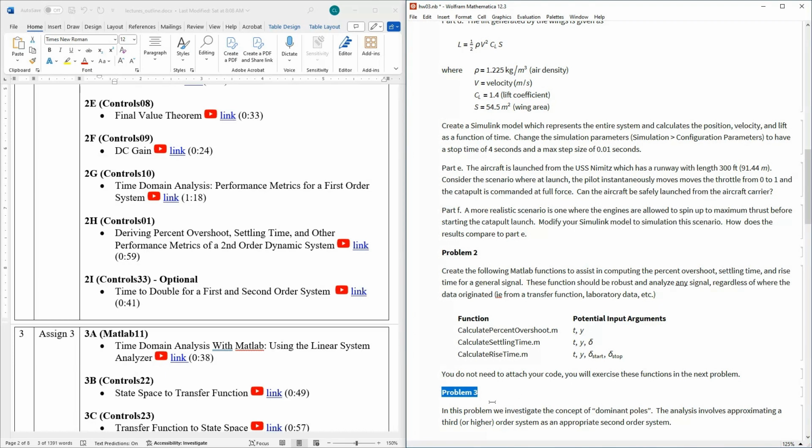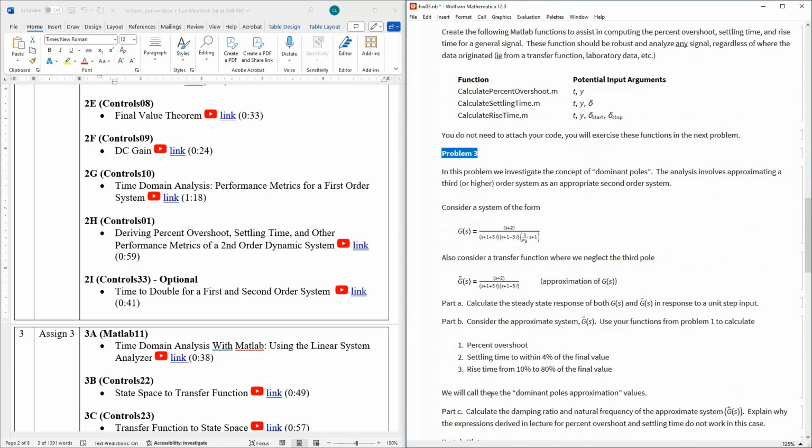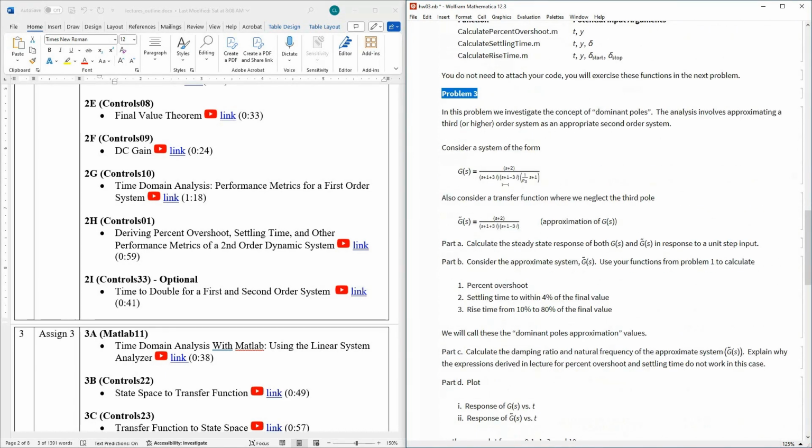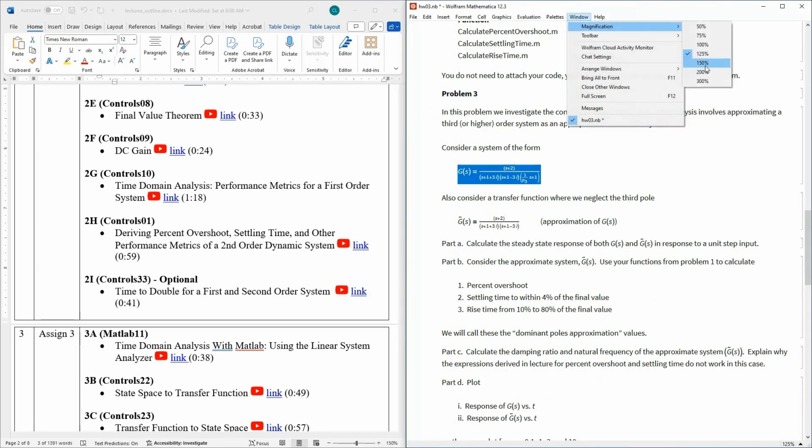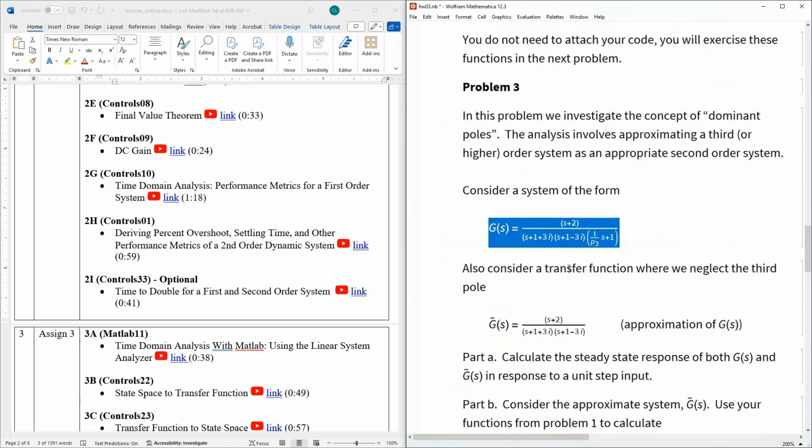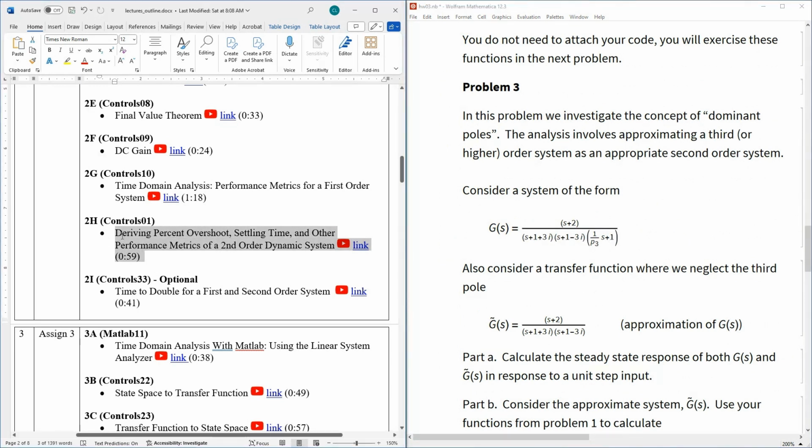So let's talk about problem three, because that's what we're going to do. Problem three here is I would like to consider a transfer function that looks like this. In fact, let me zoom this in a little bit so we can see it more easily. Okay, so you can see this is a third order system. There are three poles. So you can't actually use these results we derived earlier in some of our previous discussions, right? These assume a second order system. This is a third order system.